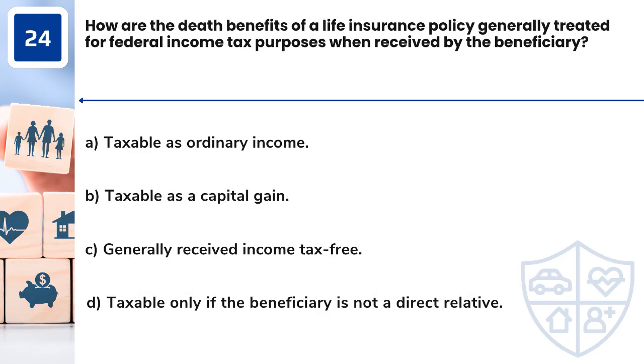Question 24. How are the death benefits of a life insurance policy generally treated for federal income tax purposes when received by the beneficiary? A. Taxable as ordinary income. B. Taxable as a capital gain. C. Generally received income tax-free. D. Taxable only if the beneficiary is not a direct relative.